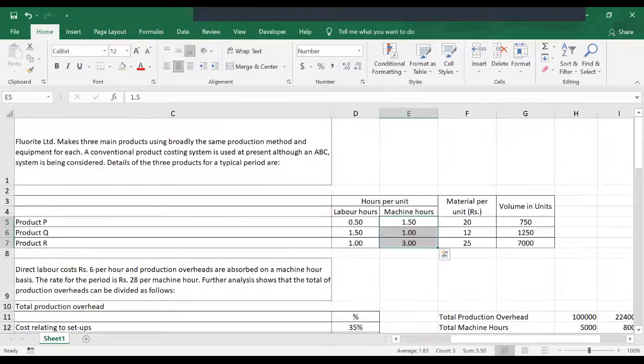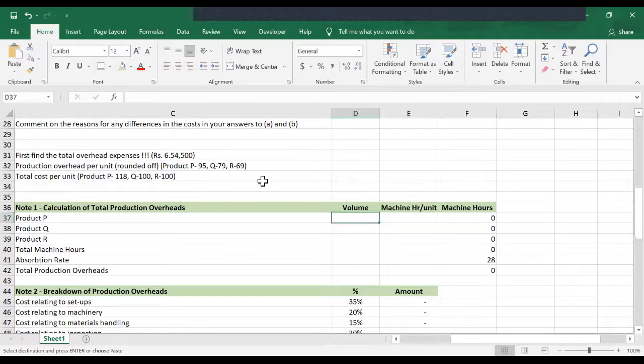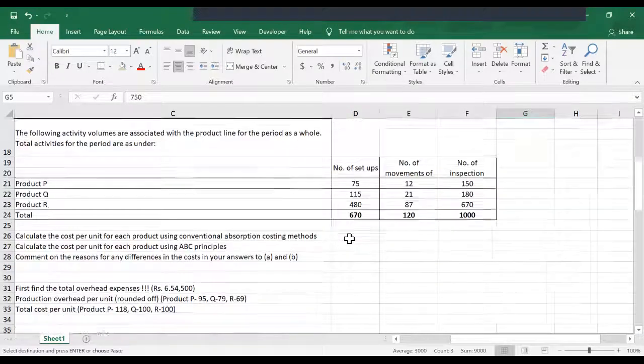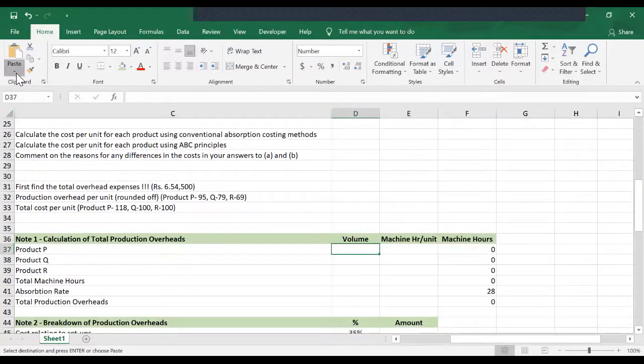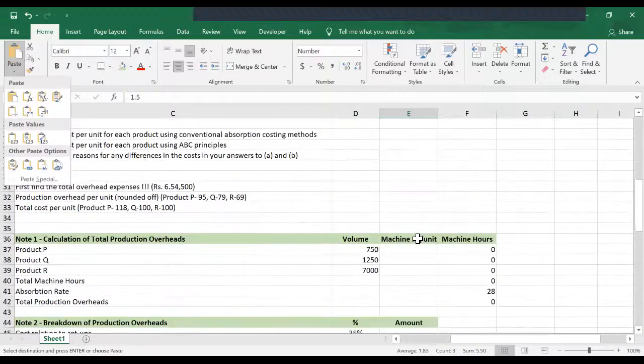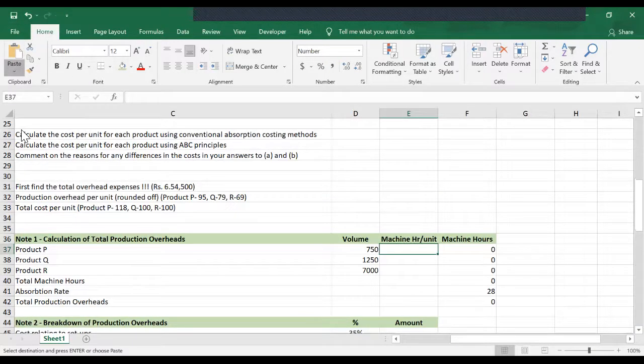So let me just copy this part and take it over here. Sorry, this is the volume. The volume is given to us here, and I'll paste it over here. And then we have machine hour rates. Machine hour rate is also given over here. So you can see that if we multiply this, you'll get the total machine hours.